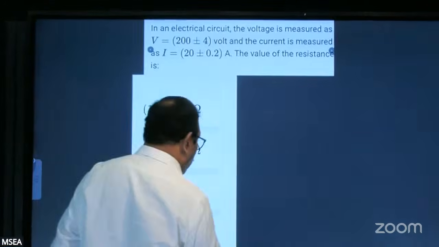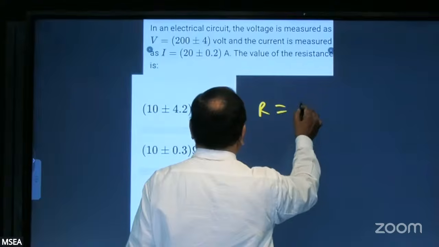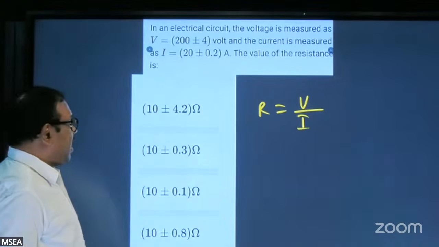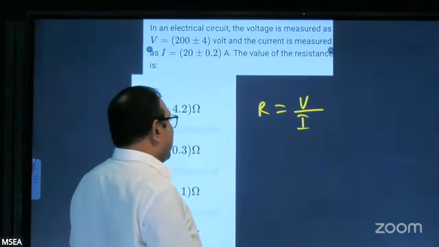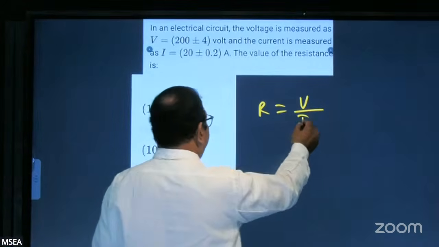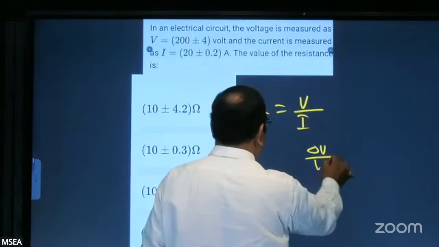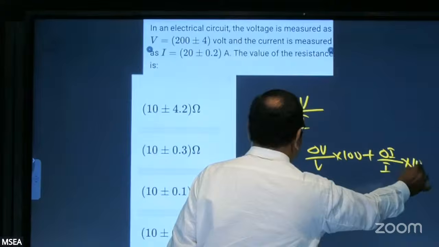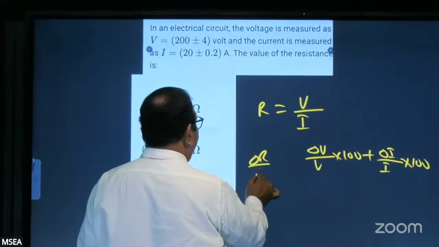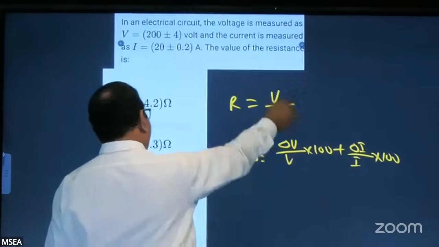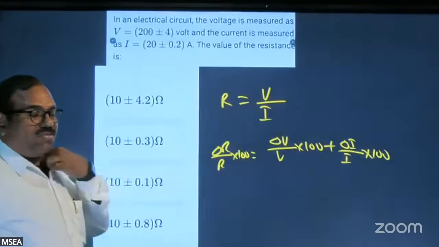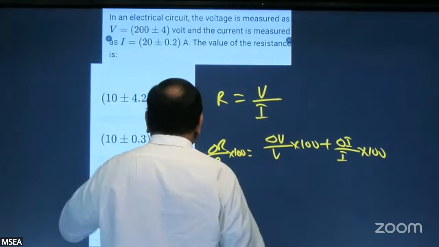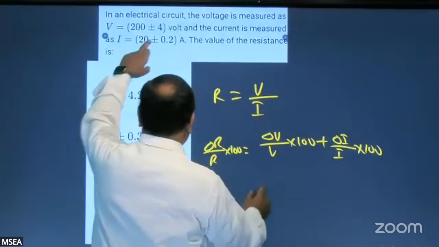So what you have to do in this: R is equal to V by I. Then, to calculate the percentage, delta V by V into 100 plus delta I by I into 100 gives delta R by R into 100. Just now I said, even if it is in the numerator, we have to take plus only. This one is the percentage of R. Now delta V by V, what is delta V?